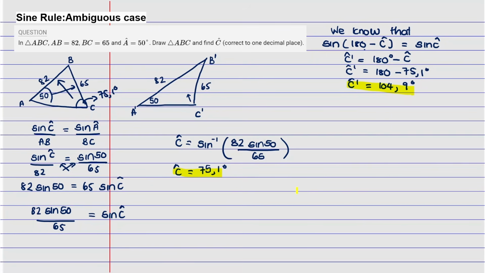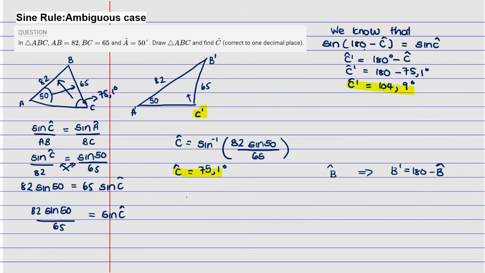Just to not confuse you guys, after finding this one, to find C prime, it's basically taking 180 minus the answer that you got, right? So I just want to show you another thing: if we wanted A, or maybe A and B, then to find B prime, it's basically going to be 180 minus B. So that's how you would find it.